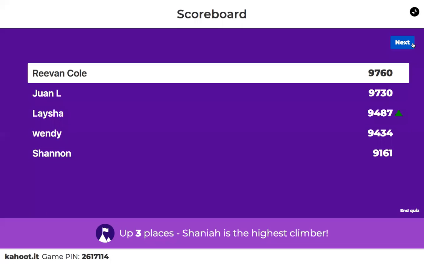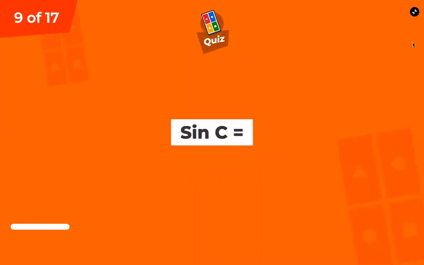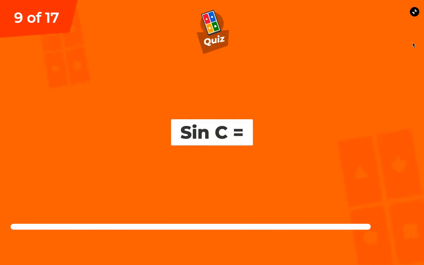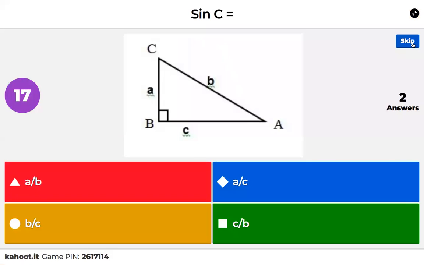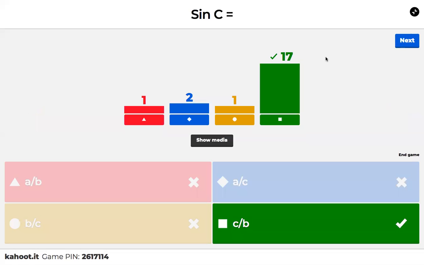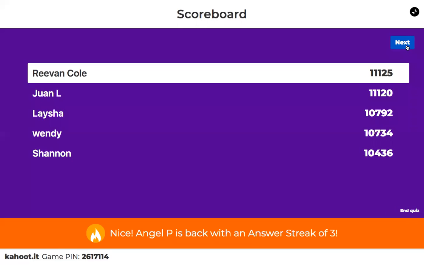All right, Leisha looks like she got into the top three. We're going to do one more question and then that will be it. What is sine of C? Now we're looking at sine of this angle, sine of C, opposite over hypotenuse. All right, cool. 17 of us got that. Our top five stayed fixed, so top five, you will be getting an A plus.